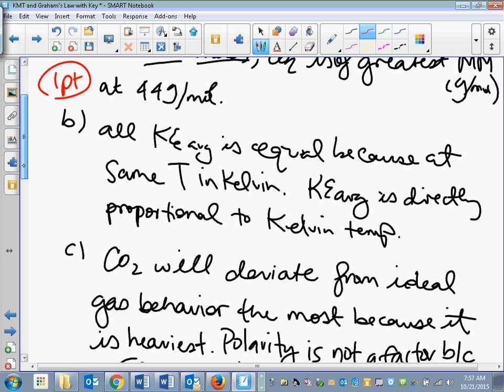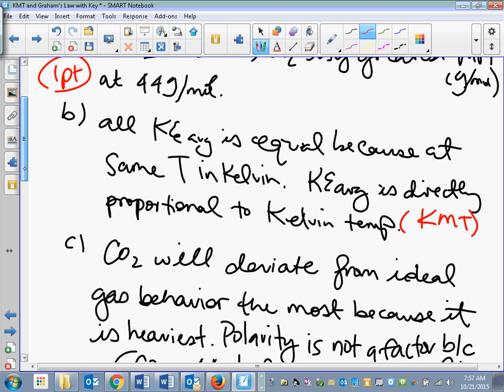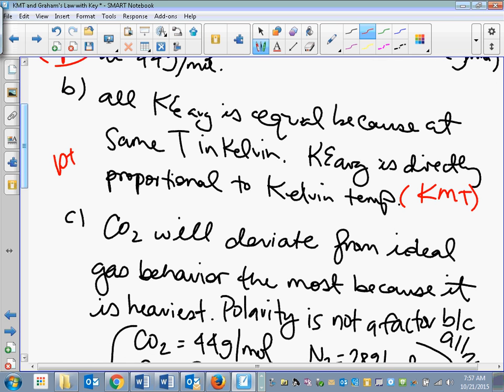Second, all of them would have the same kinetic energy. That's ugly, but it's average kinetic energy because they're all at the same temperature. And then further explaining that kinetic energy is directly related to Kelvin temperature due to the KMT would be kind of nice as well. I tend to explain more on these types of FRQs because sometimes the rubrics are a little bit too narrow, too specific. So it's nice to have a bit of filler so that you make sure you get your points. That was 1 point as well.